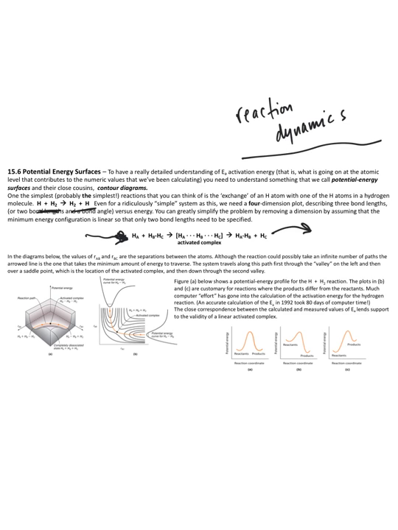In the diagrams below, the value of RA and the distance, that's what R means, between BC are the separations between the atoms. Although the reaction could possibly take an infinite number of paths, the arrowed line is the one that takes the minimum amount of energy to traverse. The system travels along the path first through the valley on the left and then over a saddle point, which is the location of the activated complex, and then down through the second valley.